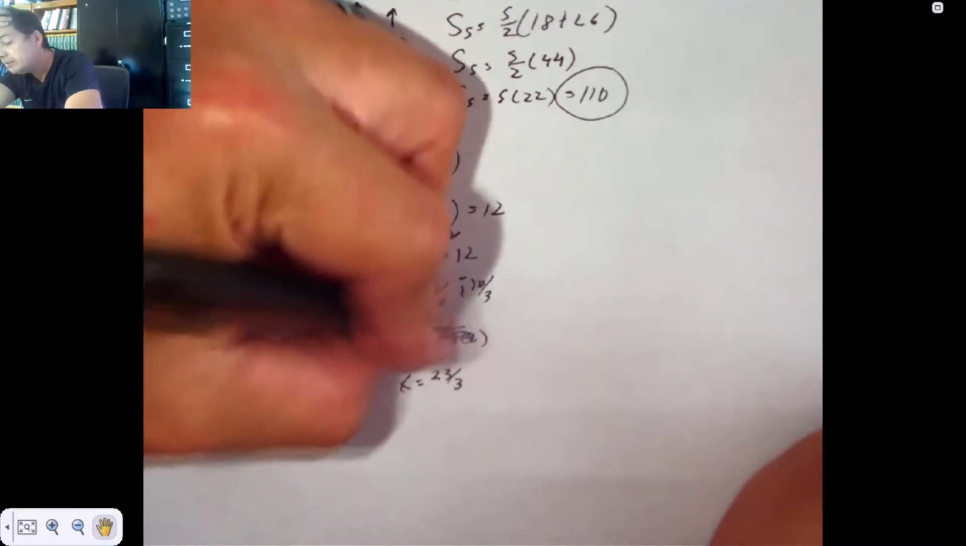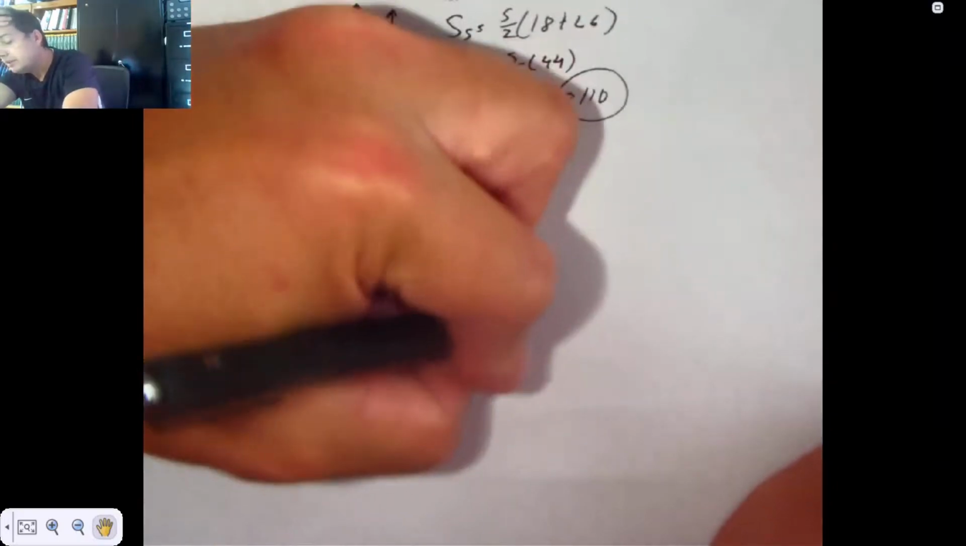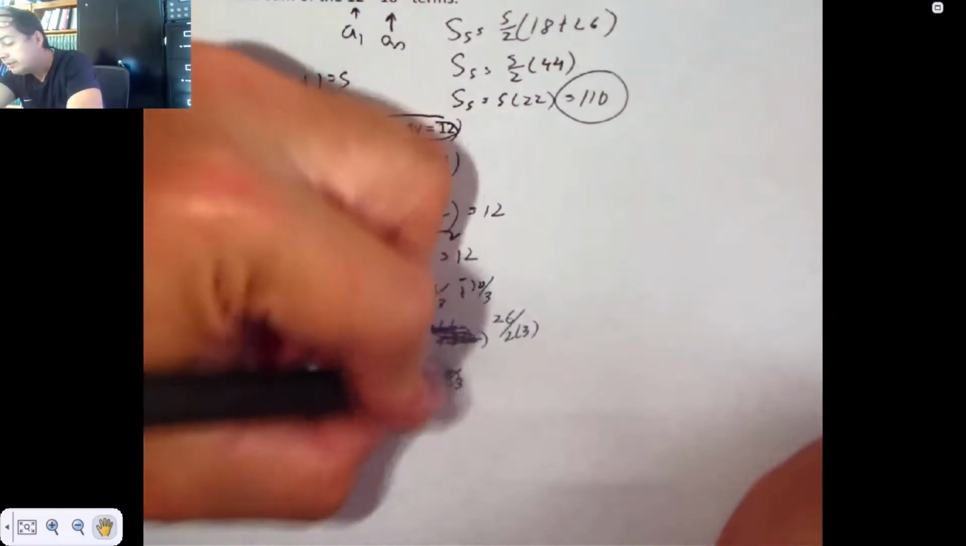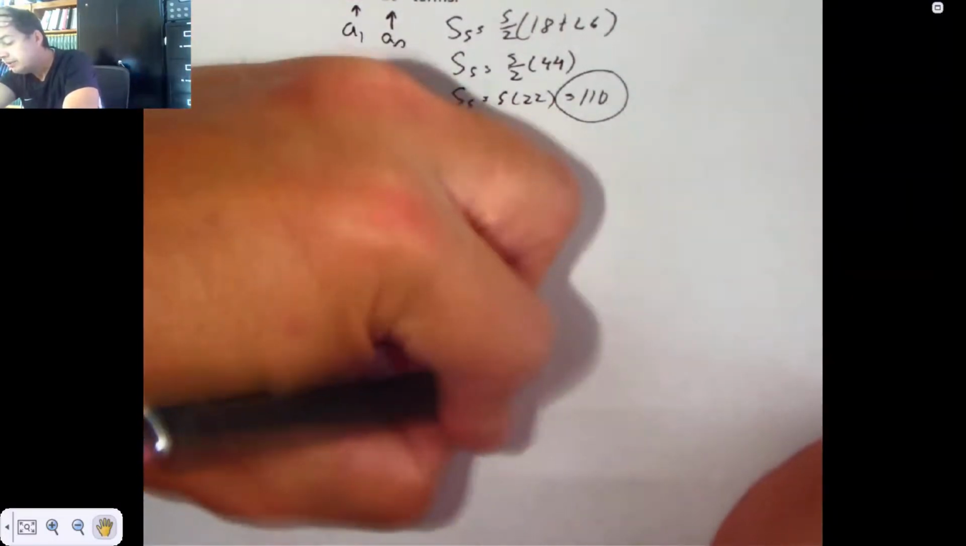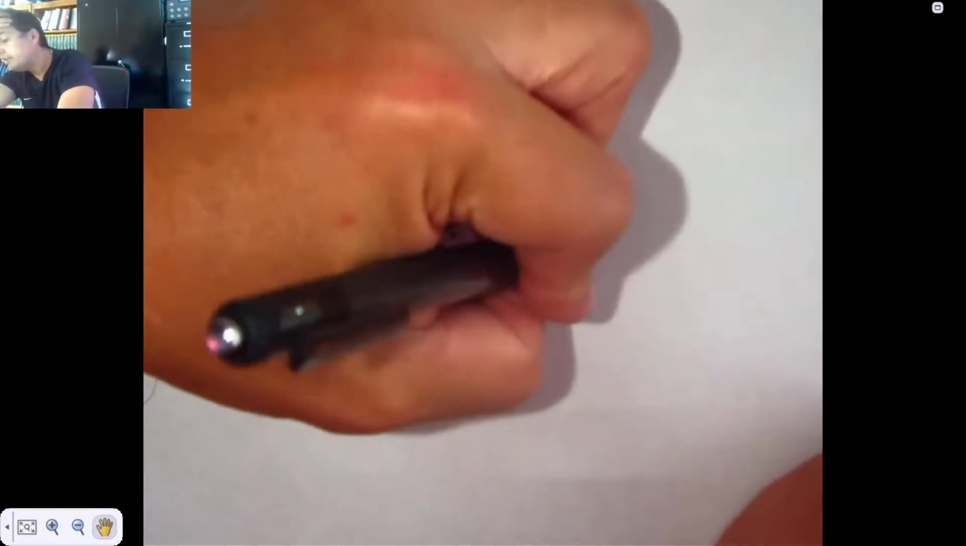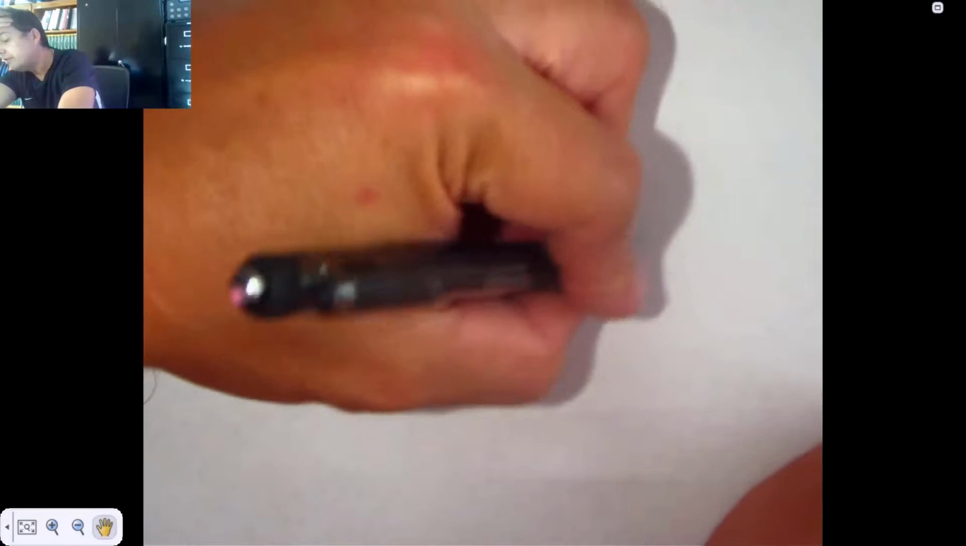That's not 46. That's 26 over twice a 3. And 26 divided by 2 is 13. So it's a good thing I checked. So here's my solution here. My ordered pair would be 13 thirds and negative 5 sixths.